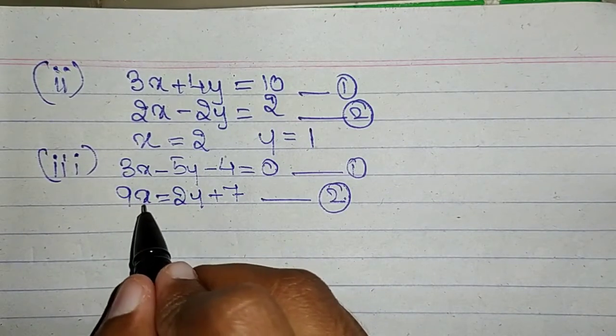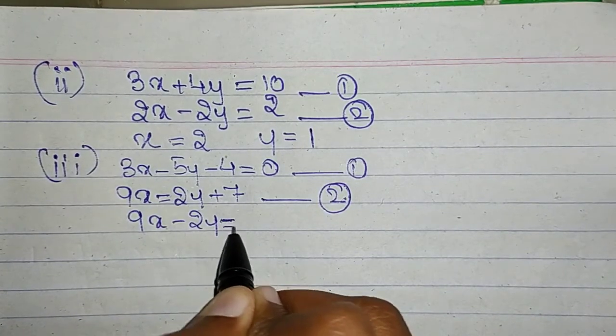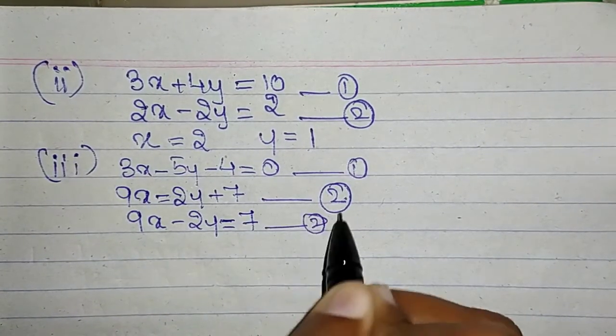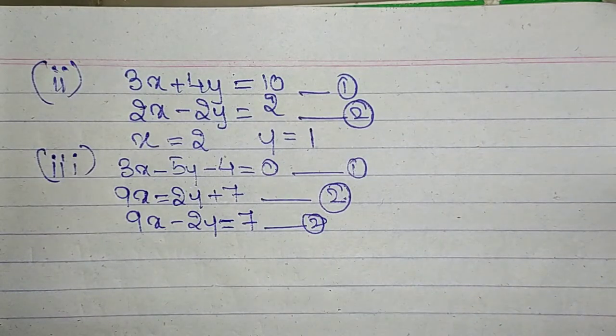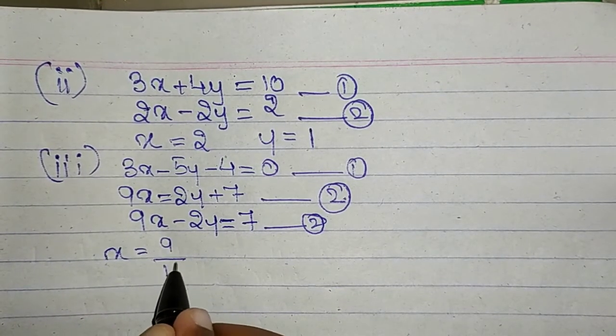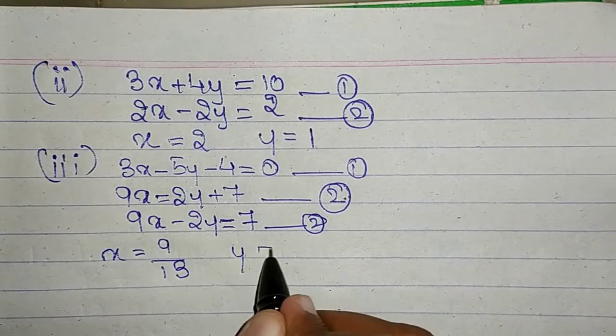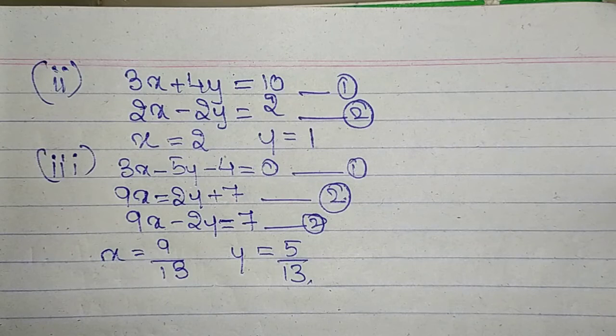It will be 9x minus 2y is equal to 7. This is the second equation, the same thing. So if you solve these equations, then your solution must be where x is equal to 9 by 13 and y is equal to 5 by 13. You should get these values for x and y. So these two sets of equations you are supposed to solve now by pausing the video.